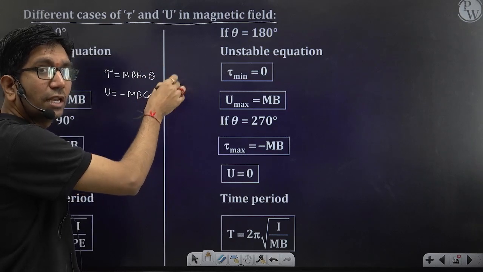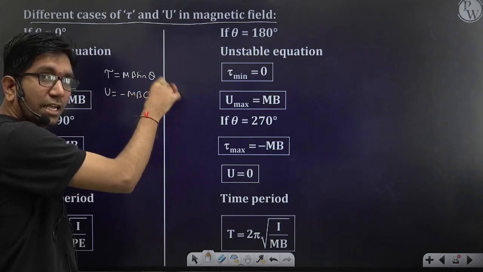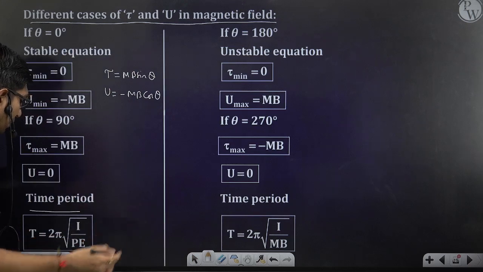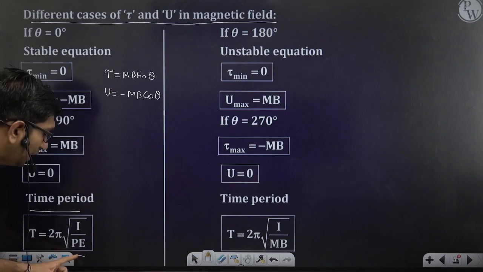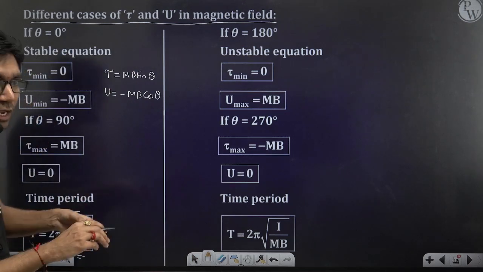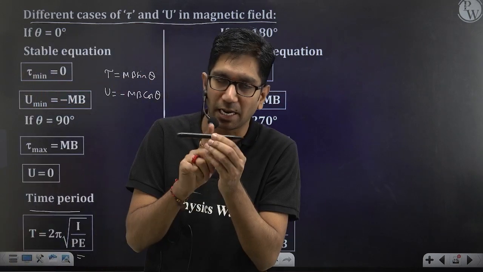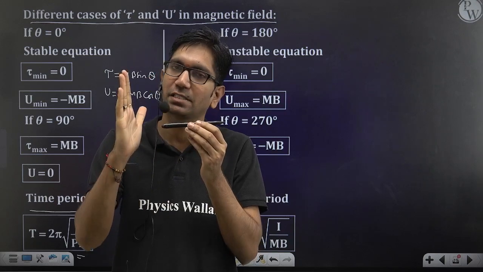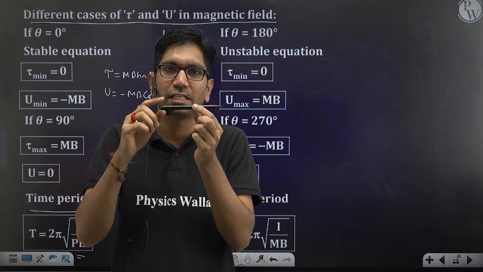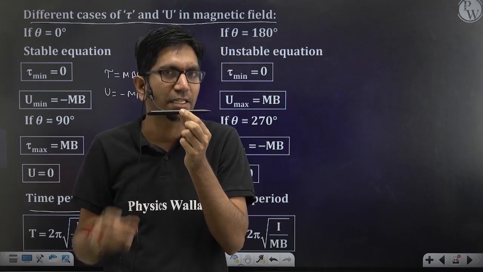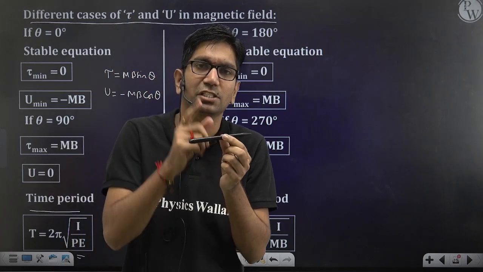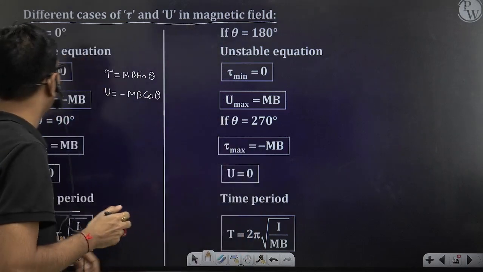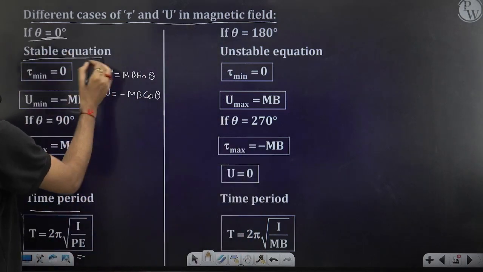Substitute this one and you'll get this one. This is a time period, T = 2π√(I/PE), which I have written. When an electric dipole is placed in an electric field and we displace it, it will vibrate like this. At θ = 0 degrees, it is in stable equilibrium.